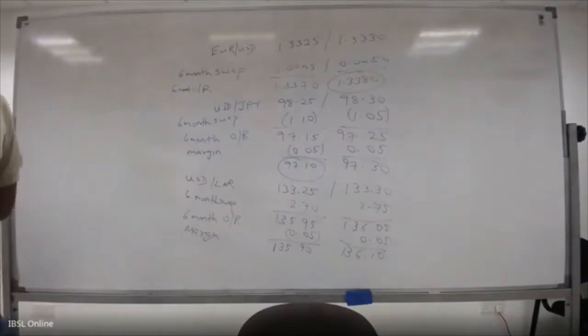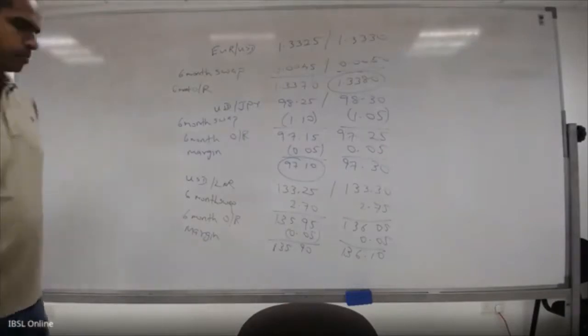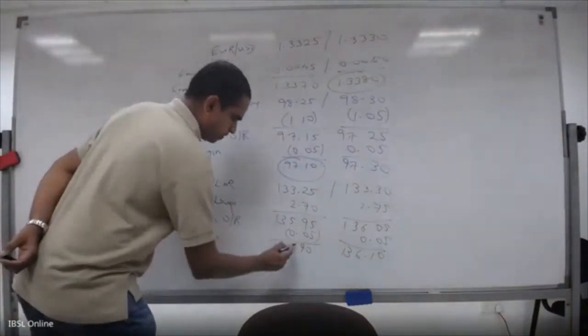At what rate can you sell 6 months dollars? Right, dollar is the base currency, so you can sell the base at the bid, which is 135.9.